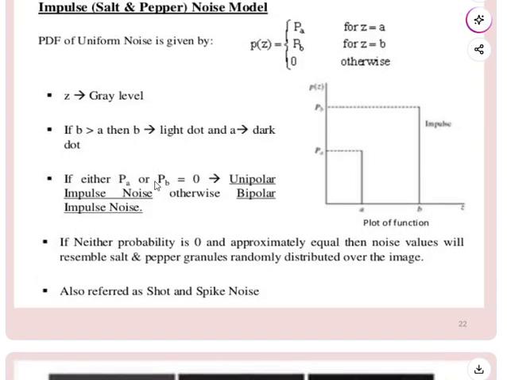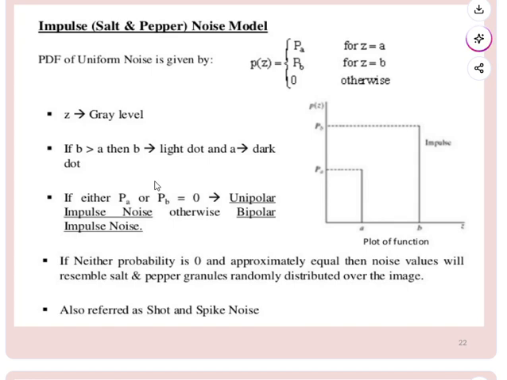Next we'll discuss the impulse noise model or salt and pepper model, where P of z is given by PA for z equal to a and PB for z equal to b, 0 otherwise. So this is the PA value for the plot of the function at point A, and this is the plot at point B, that is PB, and z represents the gray level. If b is greater than a, then b is a light dot and a is a dark dot, and if either PA or PB is 0, it is unipolar impulse noise, otherwise it is bipolar impulse noise. So it is also referred to as shot and spike noise.